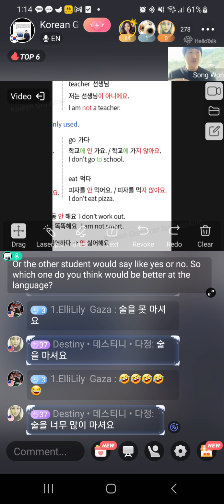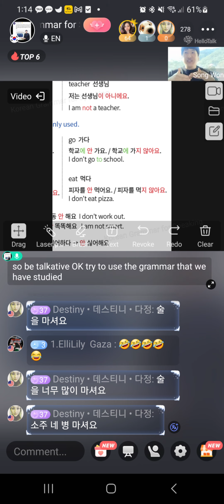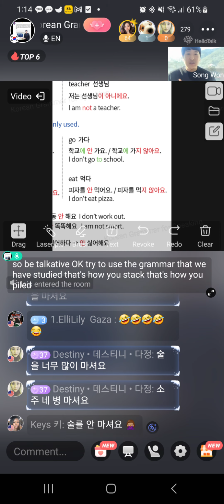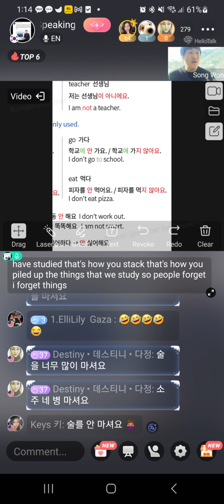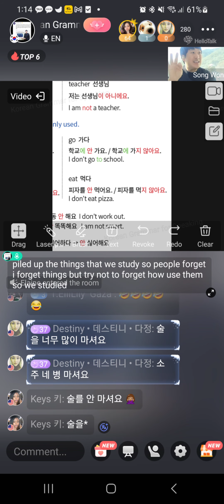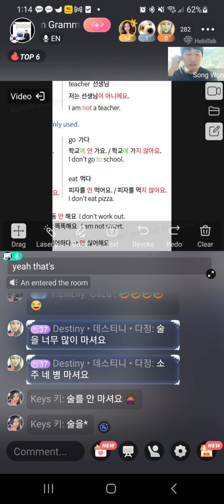So which one do you think would be better at the language? So be talkative, okay? Try to use the grammar that we have studied. That's how you stack, how you pile up the things that we studied. People forget, I forget things, but try not to forget how to use them. So we studied I am, these particles, 이/가, and I do. Yeah, that's right. And numbers, right? So please try to use them and try not to forget them.